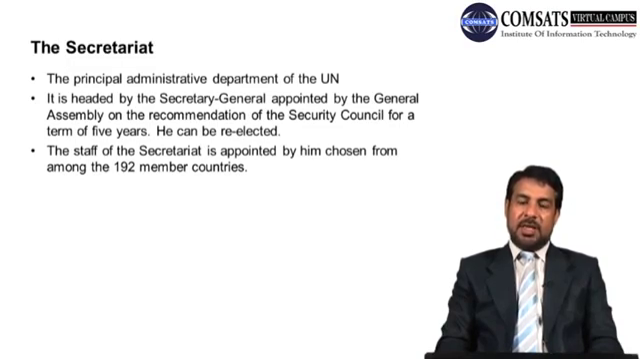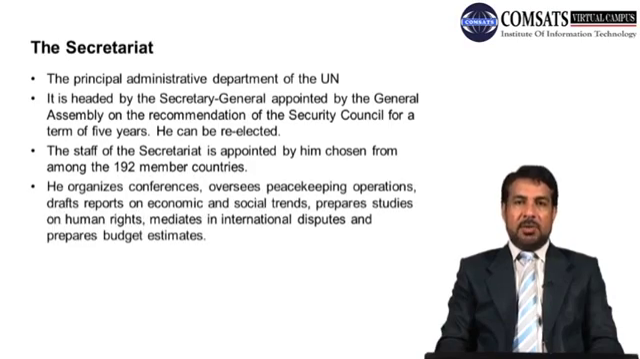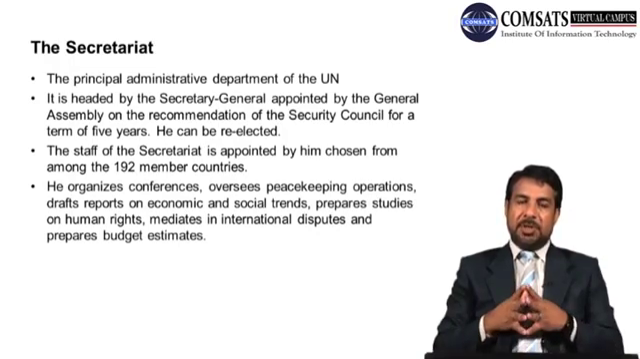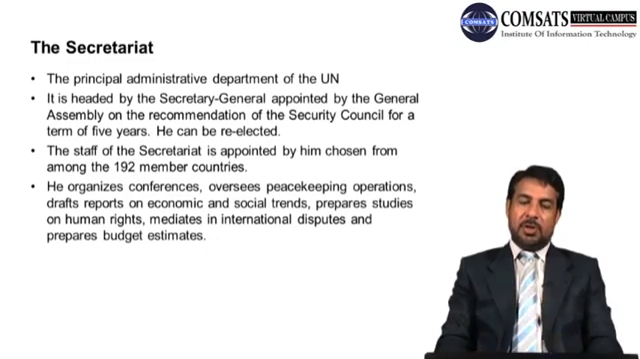The staff of Secretariat is appointed by him from 192 member countries. So जो बाकी officials हैं, बाकी जो staff है, so they are then appointed by the Secretary General with the help of his other officers which are working under him. He organizes conferences, oversees peacekeeping operation, draft reports on economic and social trends, prepares studies on human rights, mediates in international disputes, and prepare budget estimates.